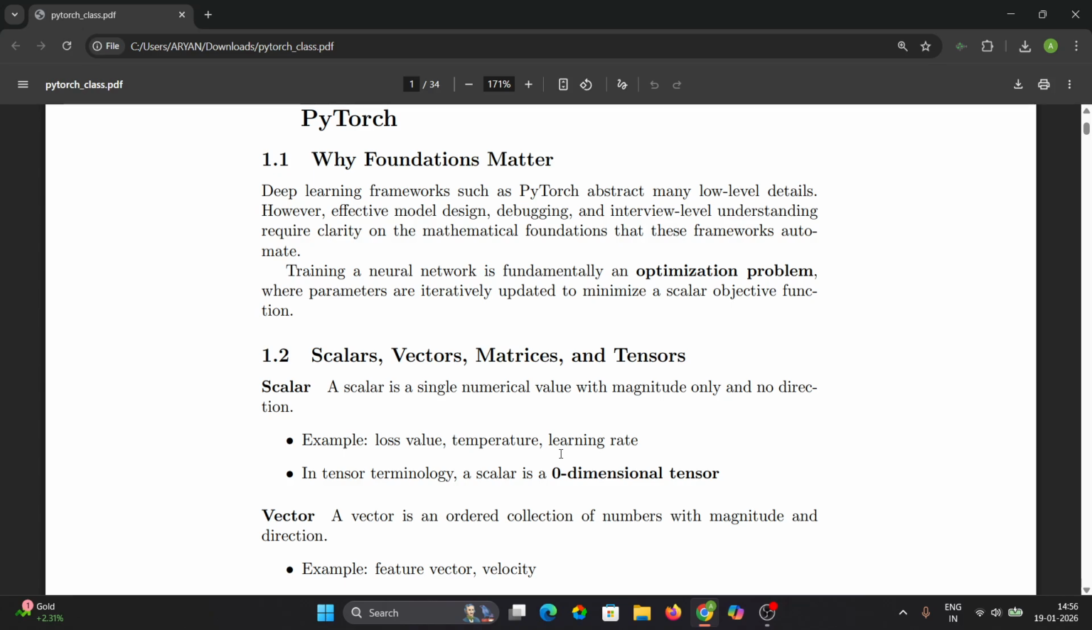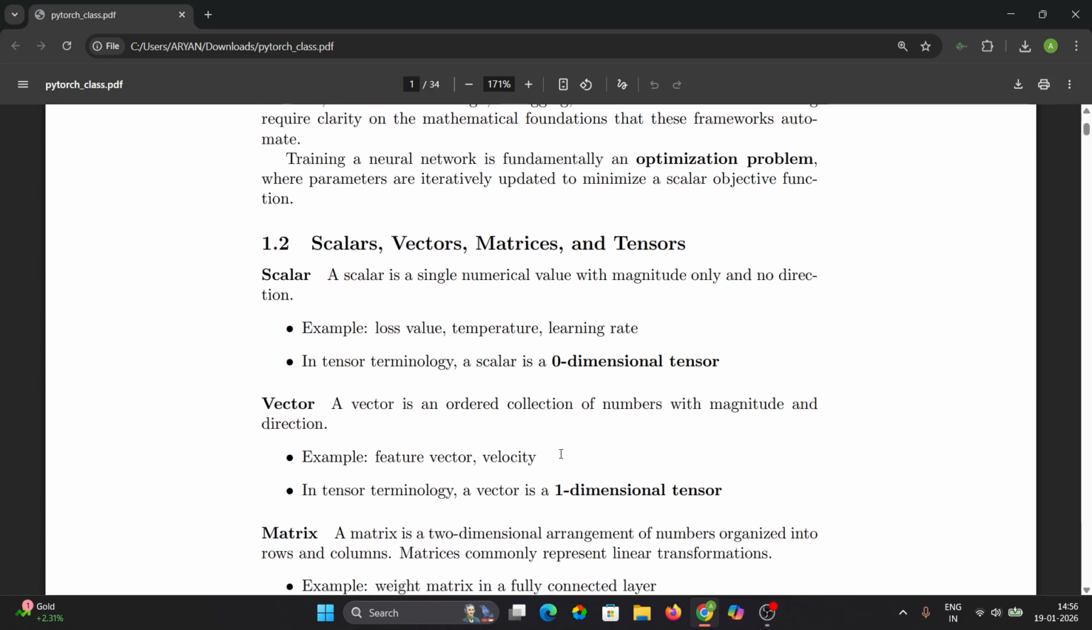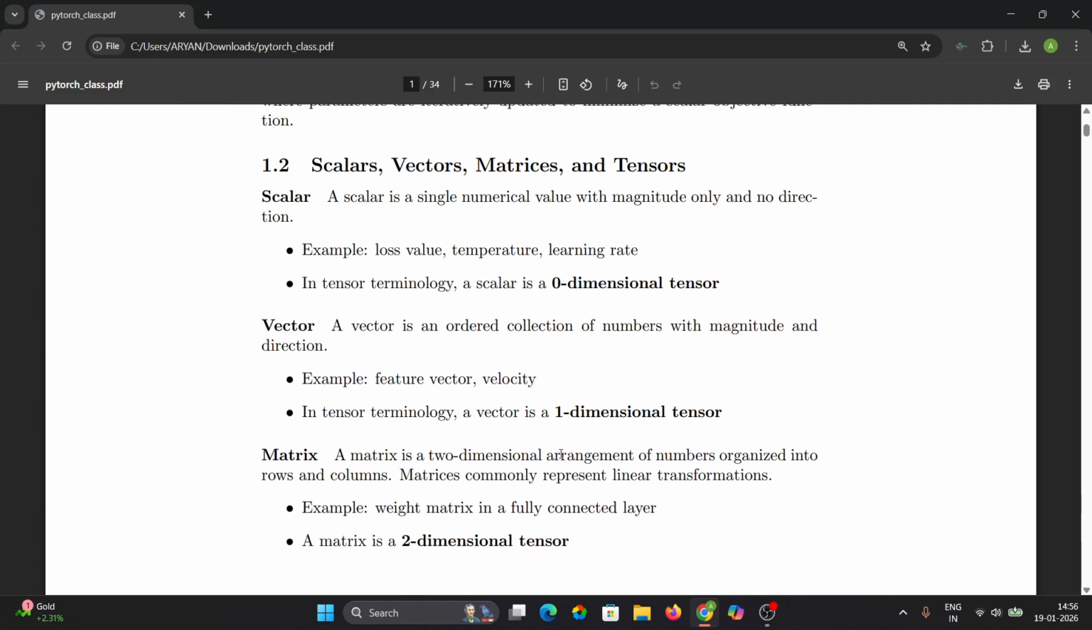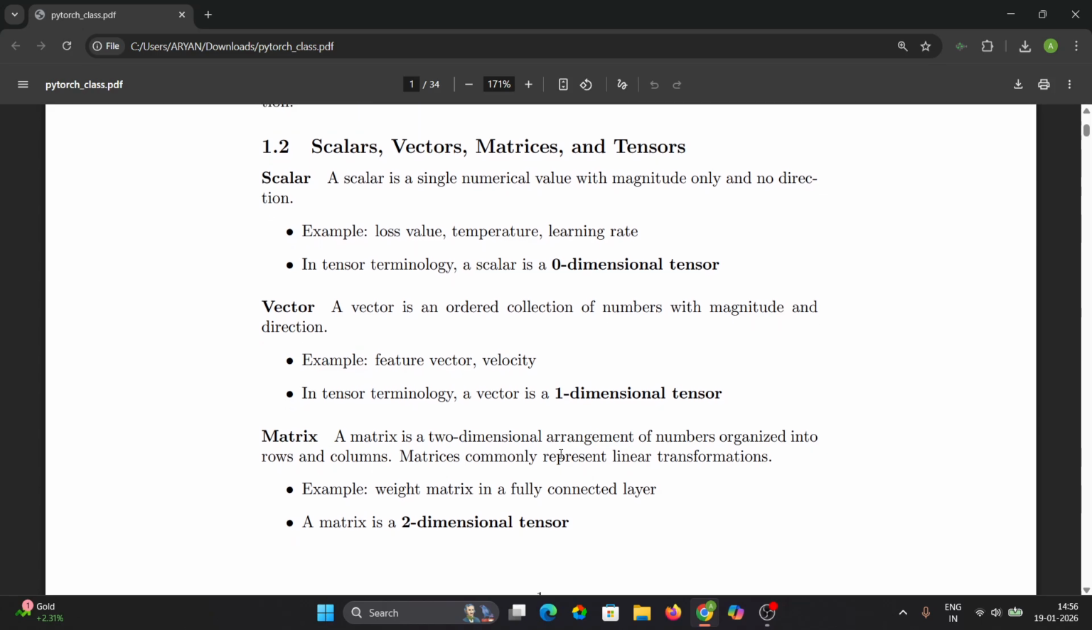Now we will learn what a scalar, vector, matrix, and tensor are. A scalar is a single numerical value with magnitude only and no direction. For example, loss values, temperature, and learning rate. These don't have any direction. They are just numerical values.